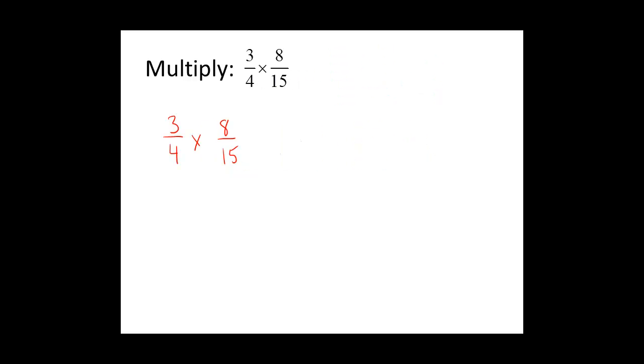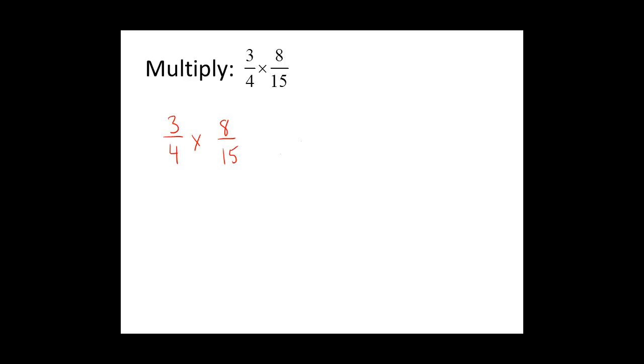We will now do this problem by dividing out before we multiply. We have 3/4 times 8/15. We will look at the first numerator. It is a 3. In the denominators, do we have any factors of 3? This denominator does not have a factor of 3 because 4 is equal to 2 times 2. But this denominator is 15, and 15 is equal to 3 times 5.